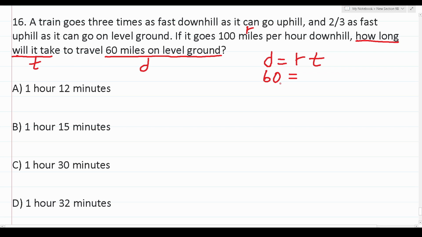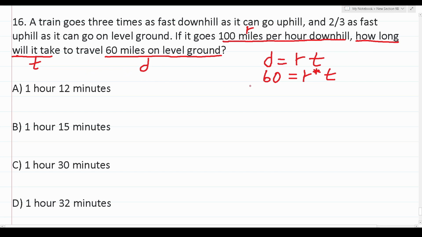Now, here's the rub in this problem. We're given a rate in terms of downhill speed, but we're given a distance in terms of flat terrain. So we can't necessarily use this rate right now. We're actually going to have to convert this rate to be in terms of the train going across level ground. So what I'm going to do right here is put an r there, and put a little asterisk next to it to remind myself that I have to make a conversion for that rate. And then t, of course, is what we're solving for.